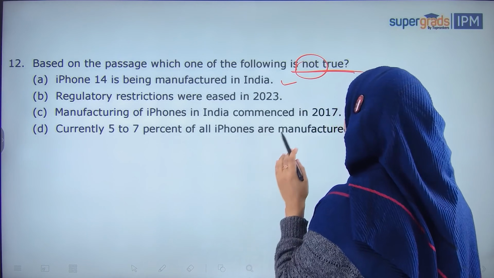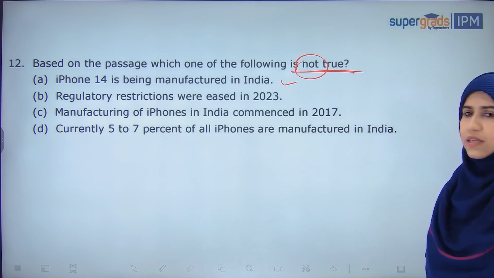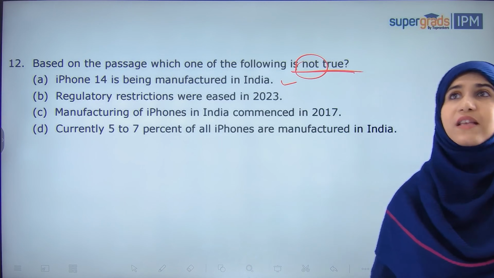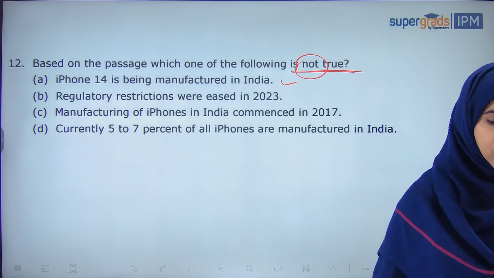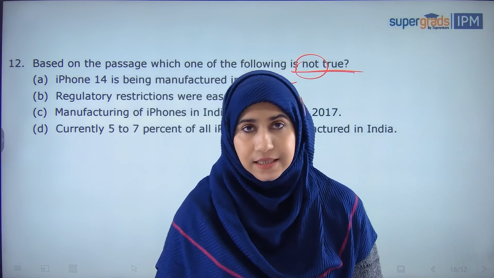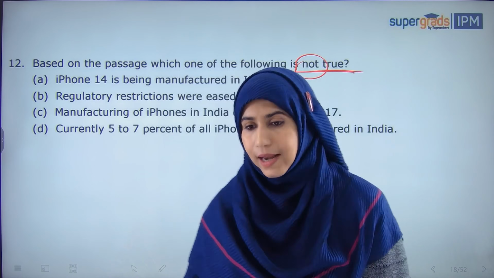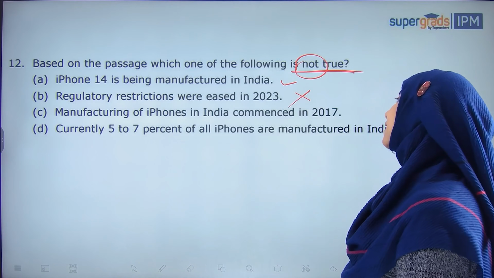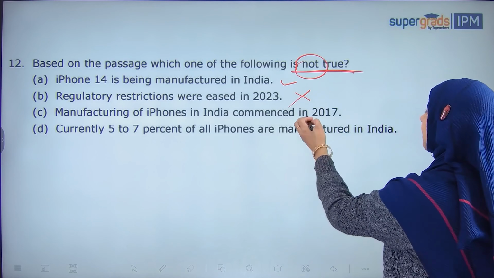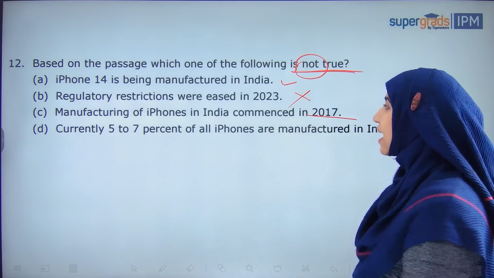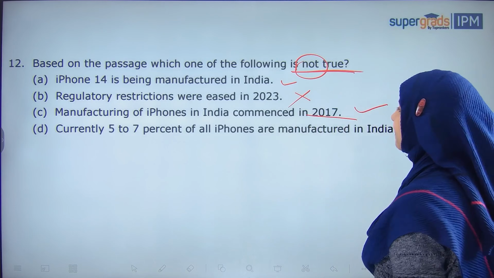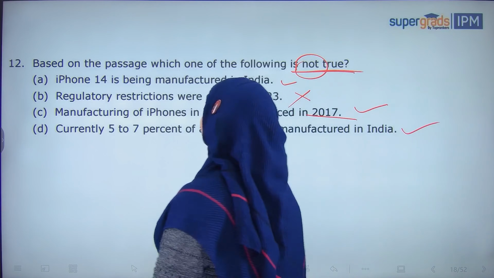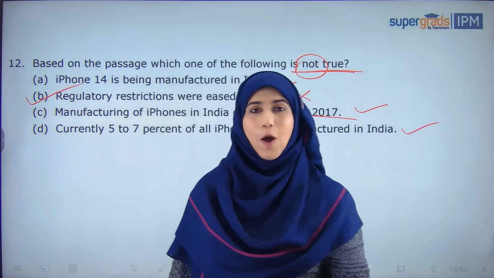Regulatory restrictions were eased in 2023. Were they? They were eased, but as far as I recall, it was way back in the year 2019 and not 2023. So this is wrong. Manufacturing of iPhones in India commenced in 2017. That's also right as per the passage. Currently, 5 to 7% of all iPhones are manufactured in India is also right. Your answer is going to be option B.